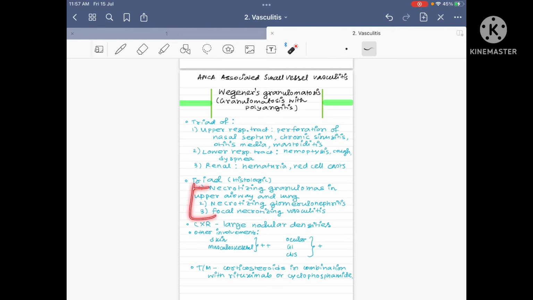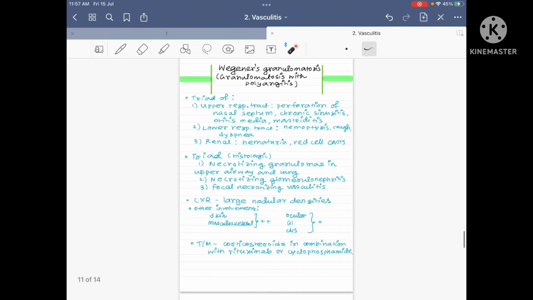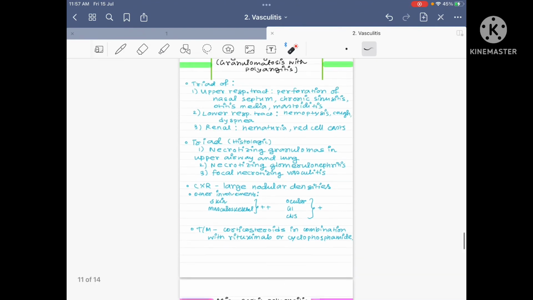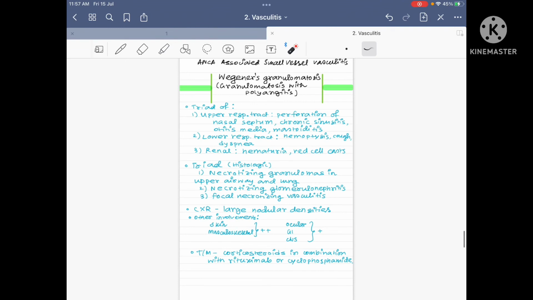Just remember the names, but you have to always remember the three clinical features, because we will discuss microscopic polyangiitis, almost the same. And on chest X-ray there will be large nodular densities, also skin, musculoskeletal involvement there, ocular, GI involvement there, and there is corticosteroid along with rituximab or cyclophosphamide as treatment. So here we got the triad of upper respiratory tract, lower respiratory tract, and renal.